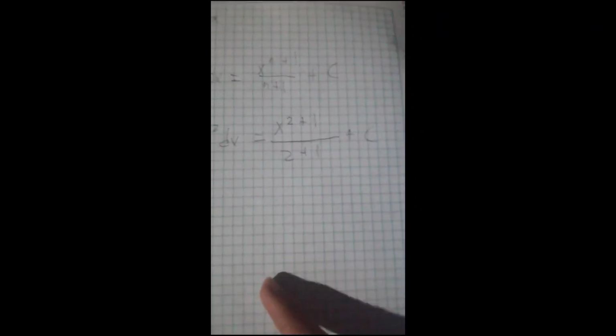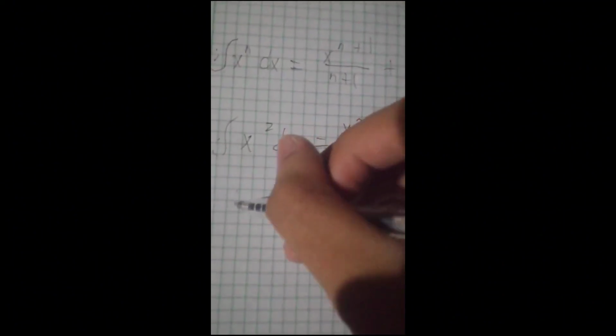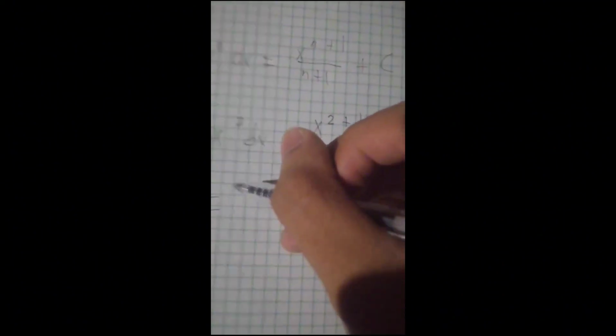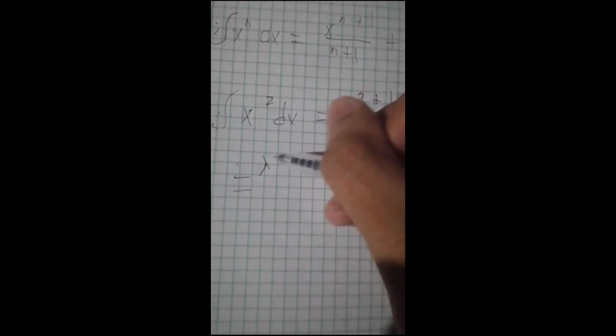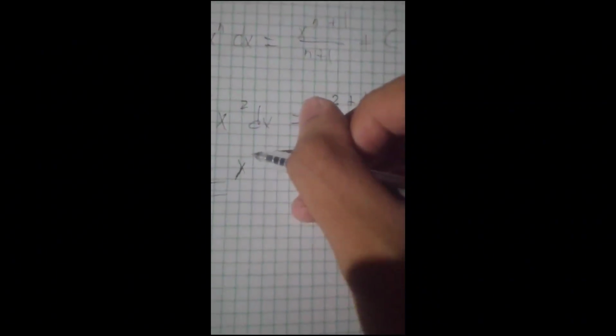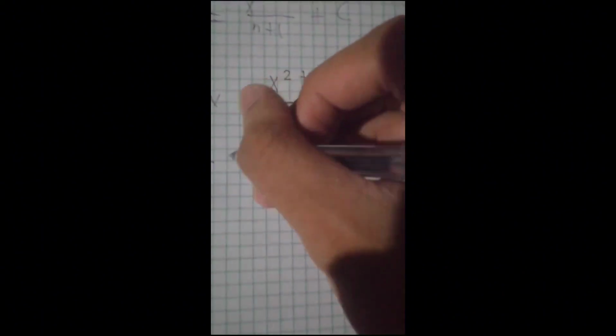Then let's simplify it. It equals x cubed over 3 plus c. So here is the final answer.